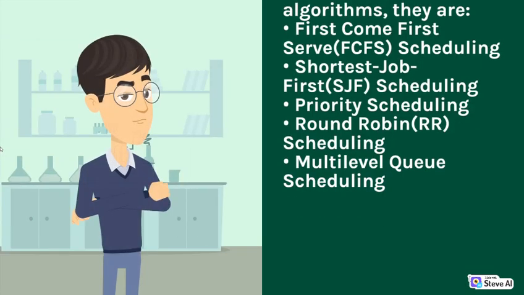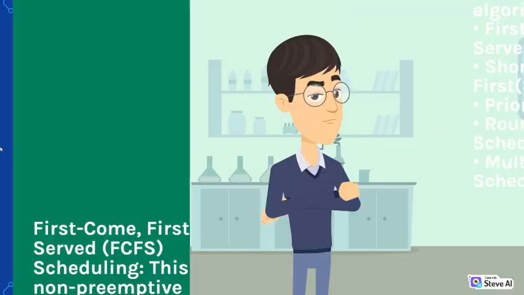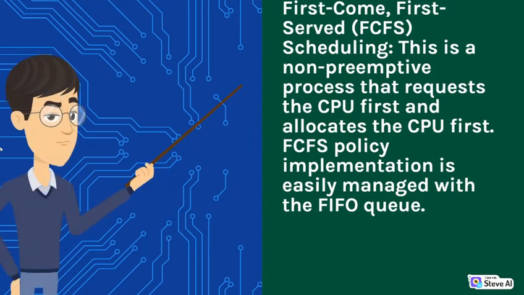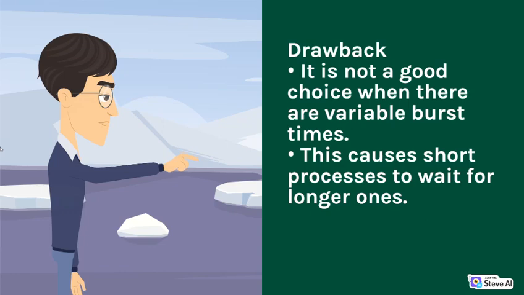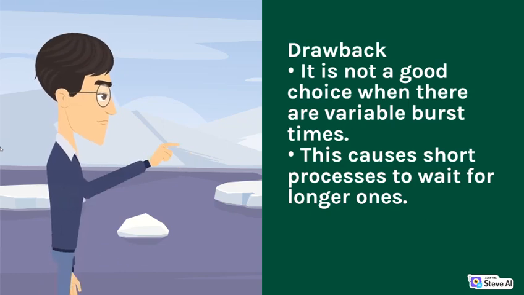We have some algorithms. They are: first come first serve, FCFS, scheduling; shortest job first, SJF, scheduling; priority scheduling; round robin, RR, scheduling; multilevel queue scheduling. First come, first served, FCFS, scheduling. This is a non-preemptive process that requests the CPU first and allocates the CPU first. FCFS policy implementation is easily managed with the FIFO queue. Drawback. It is not a good choice when there are variable burst times. This causes short processes to wait for longer ones.